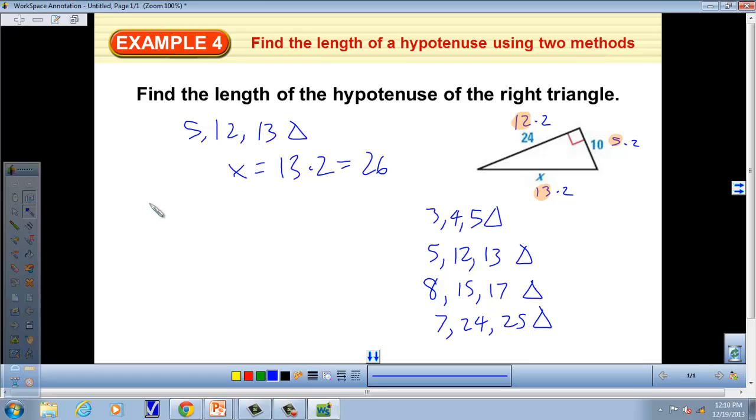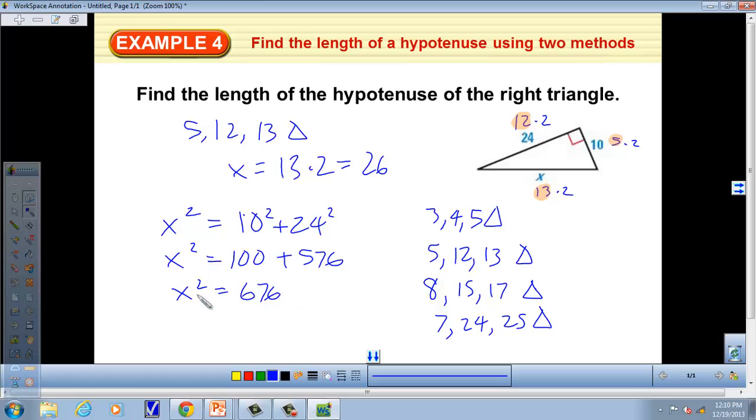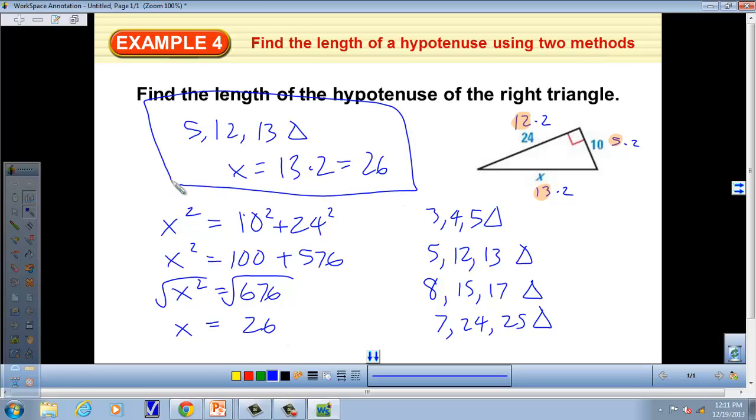If you don't recognize that, what you'd have to do is say x squared, because x is the hypotenuse, equals 10 squared plus 24 squared. So we get x squared is equal to 100 plus 576, I believe. And then if we add those together, we get 676, and square rooting those, we get x equals 26. But I would suggest the triple method whenever possible. And these are the only two that I would really memorize, because those pop up a lot.